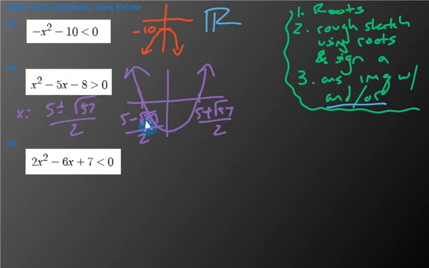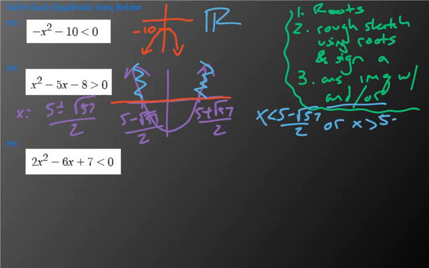If you want to talk about where this picture is greater than 0, this is my 0 line, and I need to describe these chunks over here, right? That would be an "or." It's not an overlapping region. We would basically say x needs to be less than 5 minus root 57 over 2, or x needs to be bigger than 5 plus root 57 over 2. That's kind of a standard answer, I would say. These are the kind of things where you just find the roots, and it's greater than 0. In this case, you do less than the small root, bigger than the big root.